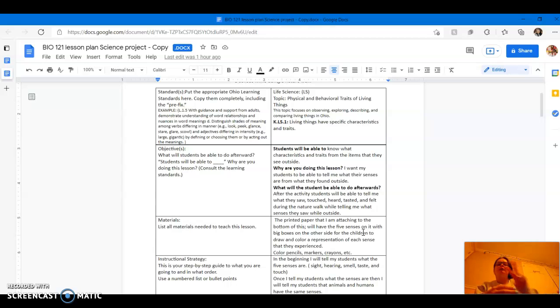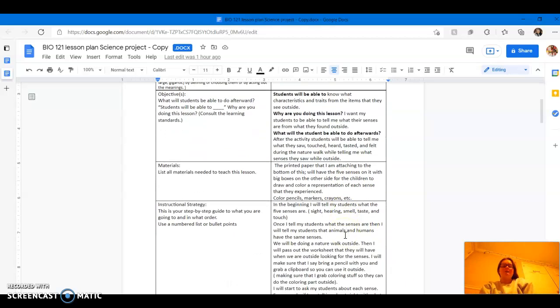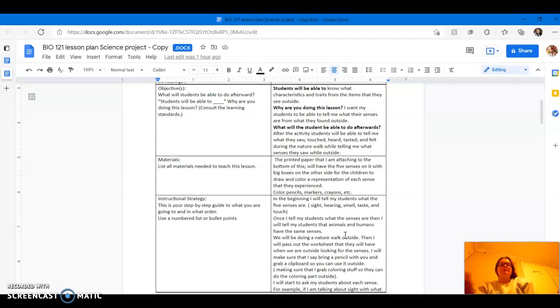And then underneath that, there are two options I could pick from. I picked the first one, which is K, which is kindergarten, LS, which is life science, and then number 1: living things have specific characteristics and traits. And then my objectives are that students will be able to know what characteristics and traits from the items that they have seen outside.